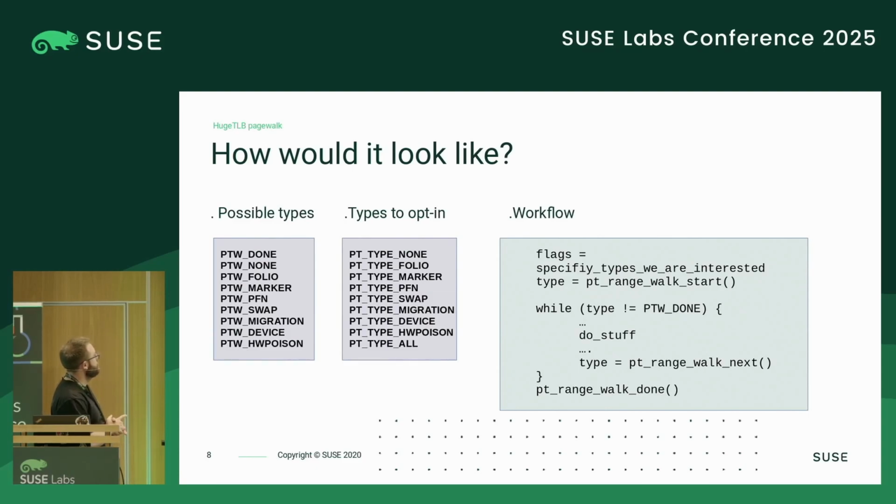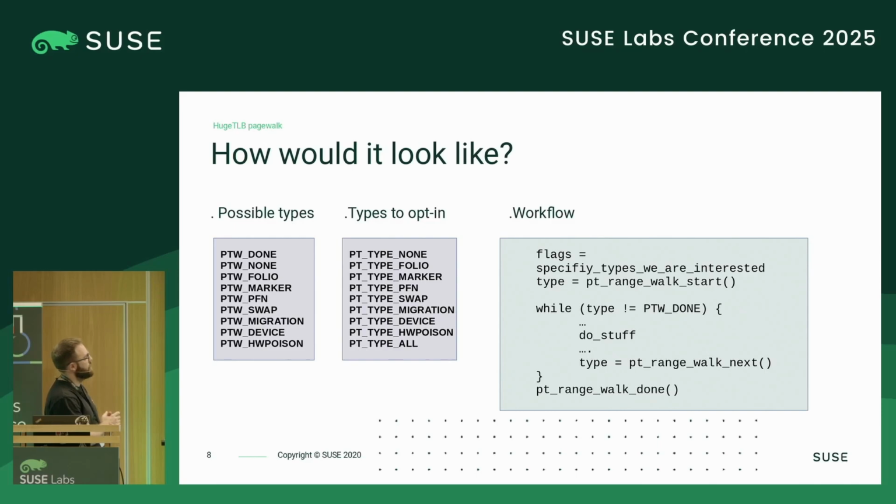These are the possible types it will return. The first one is when we're just done, and then the types you want to opt in. So currently we have the folio, markers, PFN, swap, migration entries, device exclusive entries, and so on, and hardware poison entries.